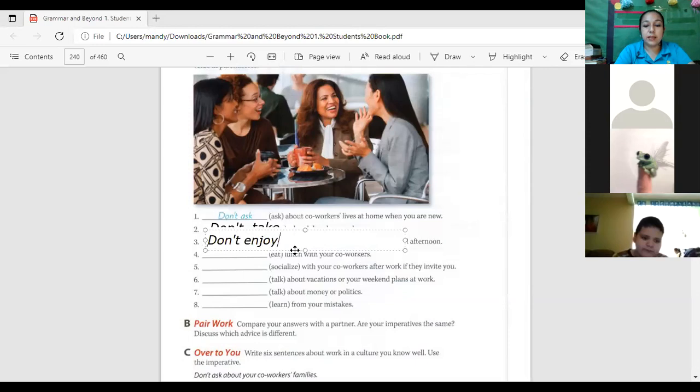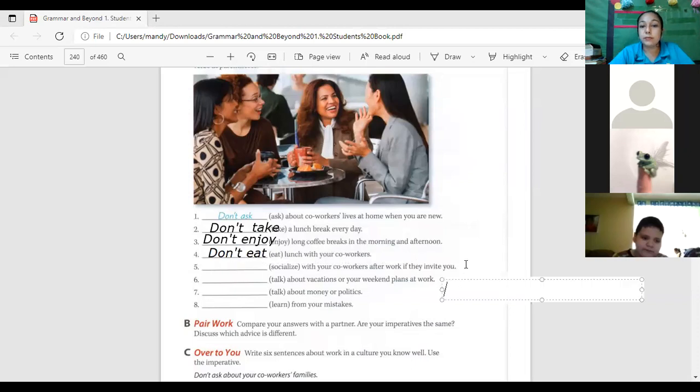Remember, the verb is in the main form, so that means we don't change anything to the verb. Don't enjoy long coffee breaks in the morning and afternoon. Number four, eat. Don't eat lunch with your coworkers.